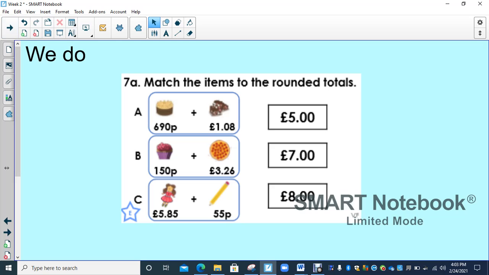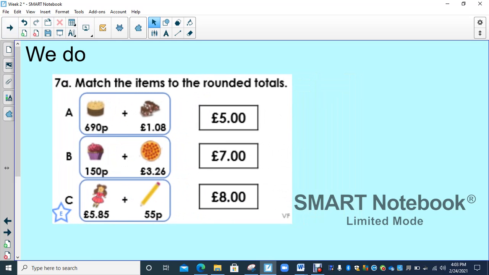Okay, so now we are going to match the items to the rounded totals. So I need to round these amounts to the nearest pound, either rounding up or down, and then I need to add them together and match them to the rounded totals. So give this one a go, pause the video and join me in a minute for the answers. So we'll do it step by step.